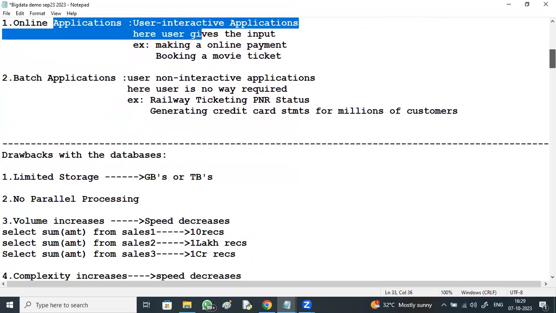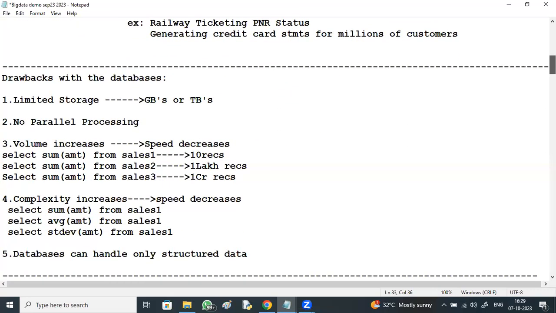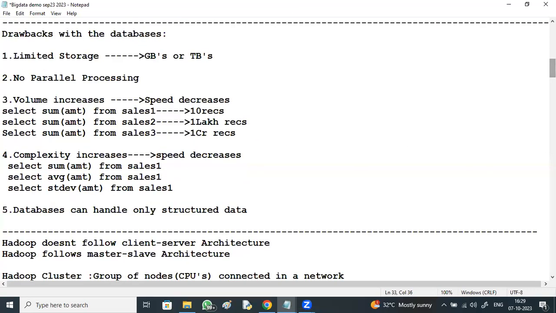What are the drawbacks with the current databases? Why doesn't Hadoop use databases for storing its data? What are the drawbacks with the current databases? The first thing is limited storage. In most of the databases, limited storage.